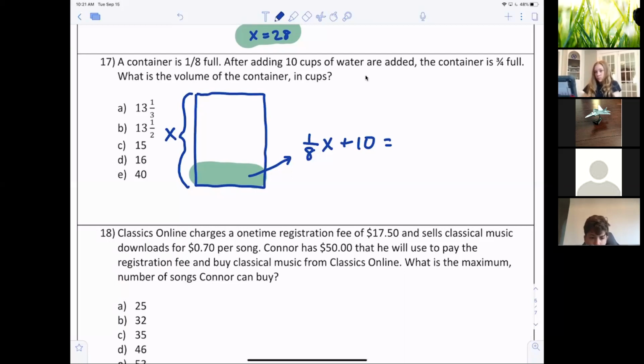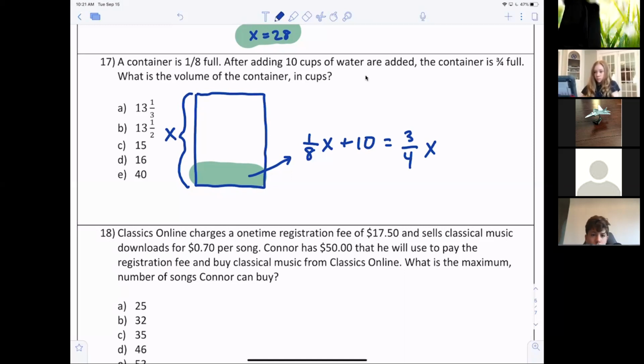3/4 what? Say it. Yay, good job. 3/4 x, because it's 3/4 full. Now, once again, please, everybody look at that and make sure. I understand that's really hard. But everybody take a look at that and make sure you understand what I just said.